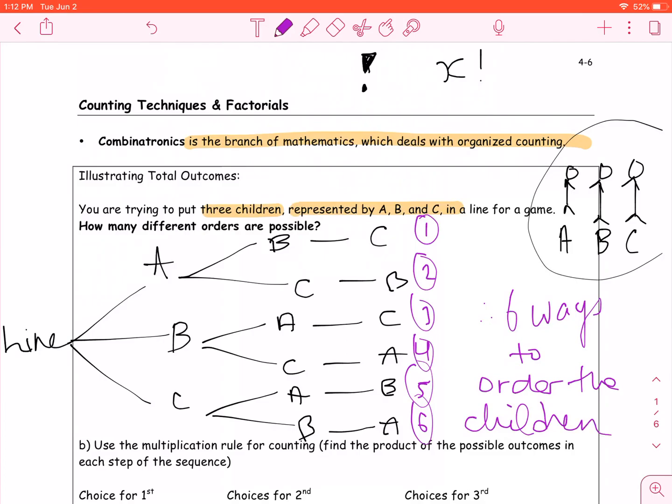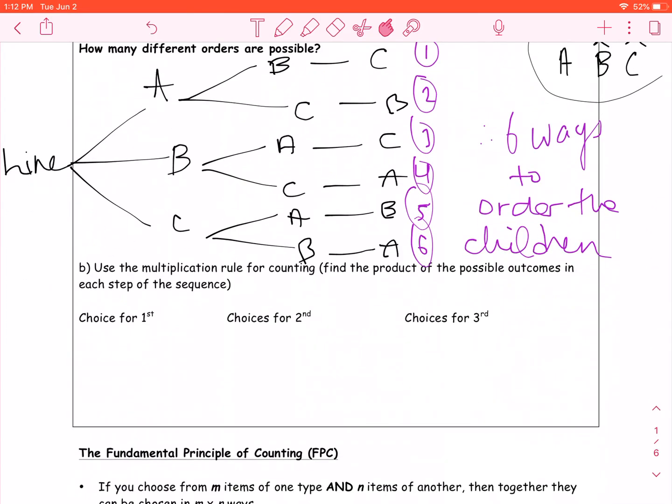Okay, now we can also use our multiplication rule for counting, meaning find the product of the possible outcomes in each step of the sequence. So in terms of looking at those positions, if I had my first spot, my second spot, and my third spot, my choice for the student who starts the line, I start with 3 choices, meaning I could have child A, child B, or child C start.